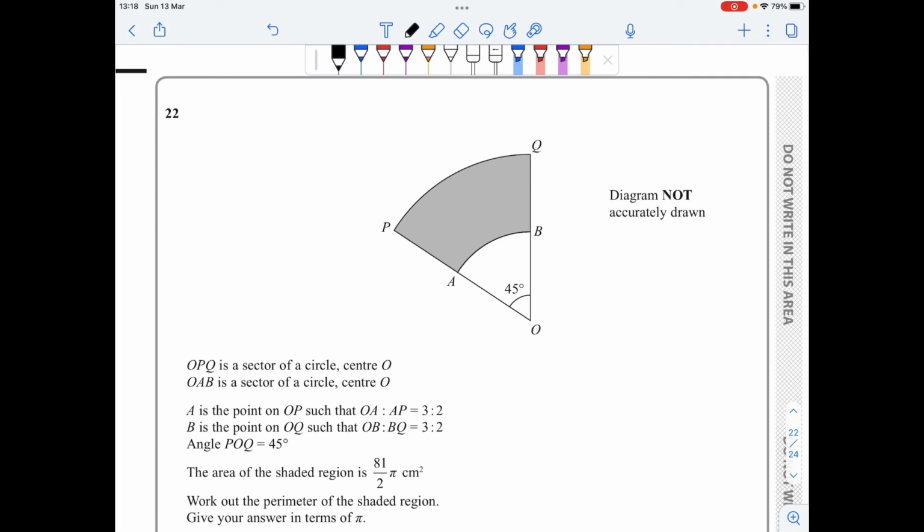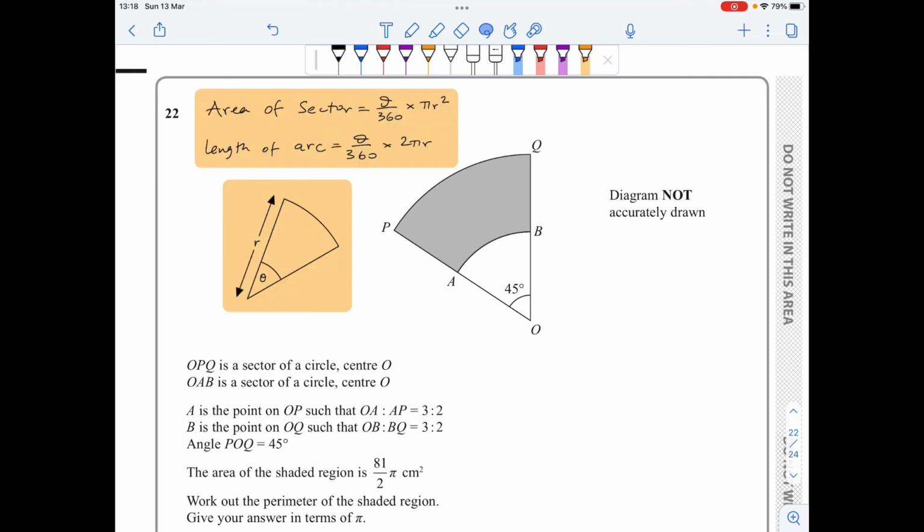For question 22, I'll first need the formulae for the area of a sector and the length of an arc. Given that the ratio OA to AP is 3 to 2, I can assume the following. The radius OA is equal to 3x, so the radius of OP is 3x plus 2x, which equals 5x. And since I'm given the area of the shaded region, I can subtract the area of the big sector minus the small one and equate this to 81 over 2 pi.